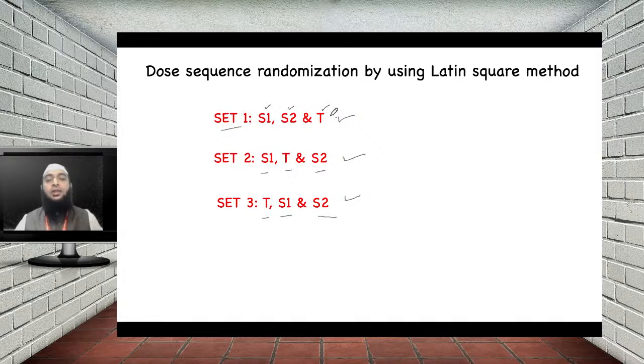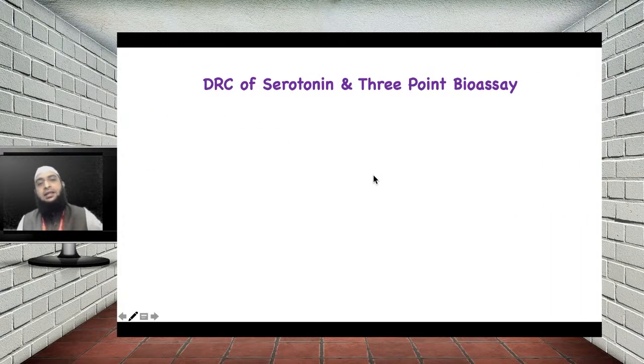Okay. So when you are simply doing the randomization by changing the sequence, this method is called the Latin square method. It is a well-known method in the case of clinical trials or in the selection of the dose of the drugs. Okay. So this is how we are giving the different sequences randomly by using the Latin square method. Now let's go ahead with the DRC of the serotonin in the 3-point bioassay.